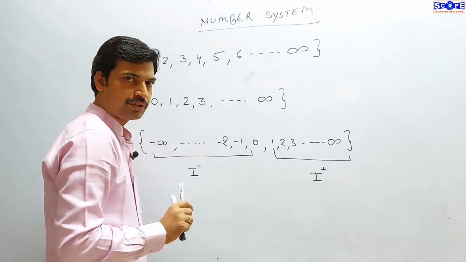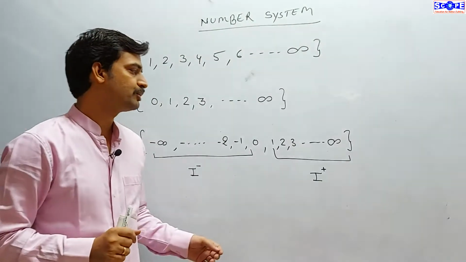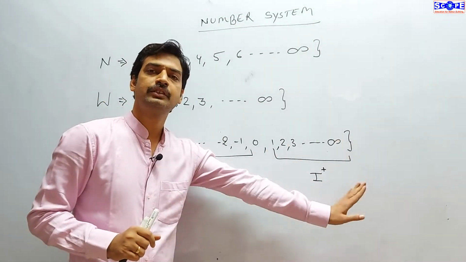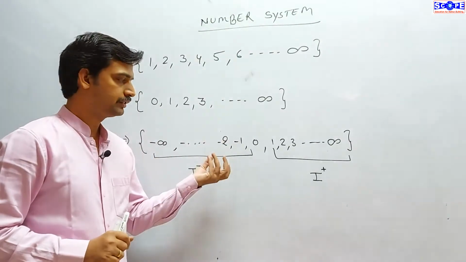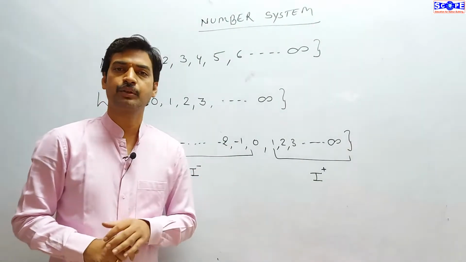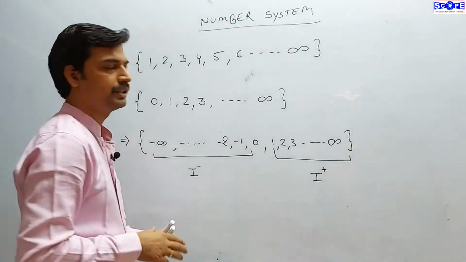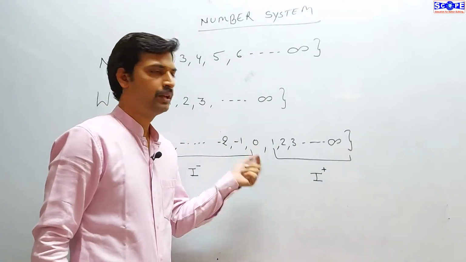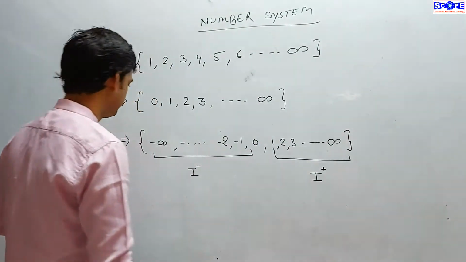Clear? If the question says non-positive integers, we remove the positive integers, and the remaining part is 0 and the negative integers. So this is how we include 0 whenever a question asks about the integers, right? If the question says only positive integers, then we will not use 0. Positive integers means 1, 2, 3 up to infinite.